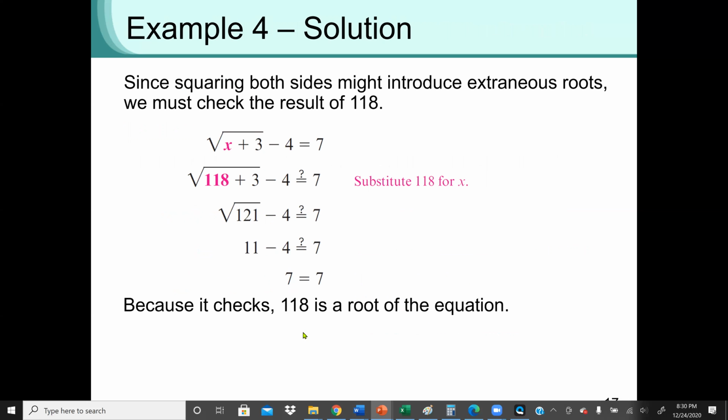Now we want to check if the answer is correct. So we substitute 118 for x. We have the square root of 121, 118 plus 3 is 121. And that gives us 11. 11 minus 4 is 7. Okay, that's correct. 7 equal to 7.